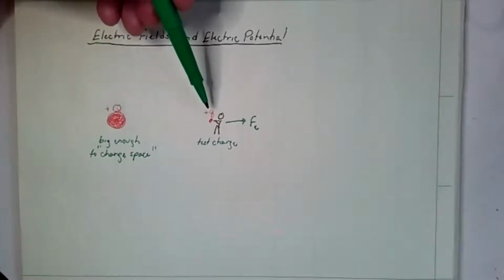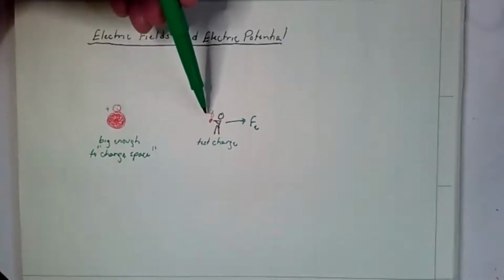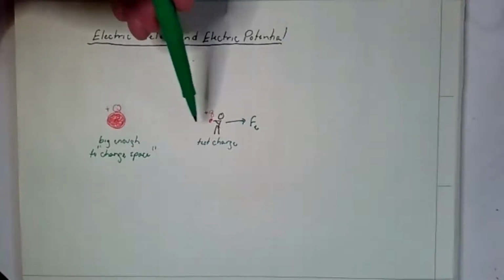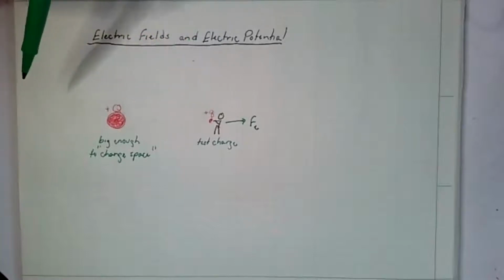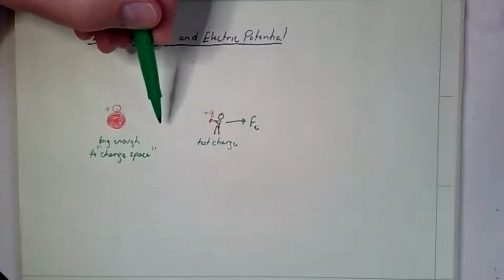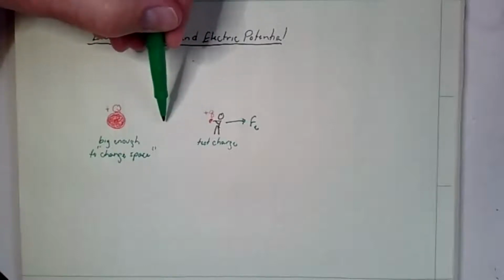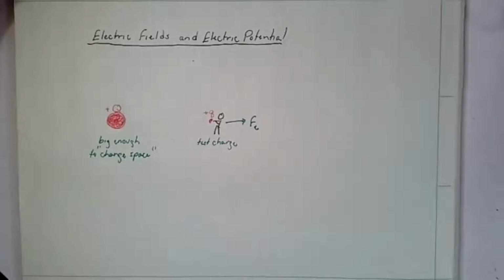So what if this test charge isn't there? So we know if we put a charge there that it feels an electric force, but what if that charge is not there? Does that mean that there's nothing different about the location here versus the location here? Because we know if we put our test charge here, it's going to feel a much bigger force. If we go half the distance, then it's going to feel 4 times the force. All right, well, that's where the electric field comes in.